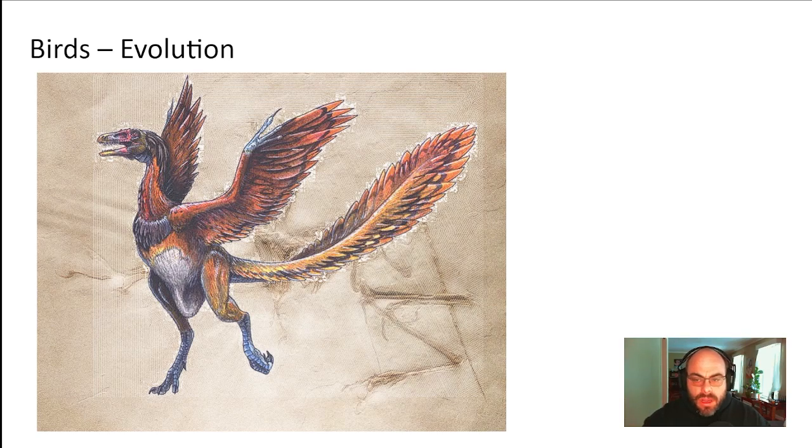This is a picture of Archaeopteryx, which is thought to be kind of that link between birds and reptiles. Yeah, the picture makes it look like it's this giant thing. It wasn't, about the size of a chicken.